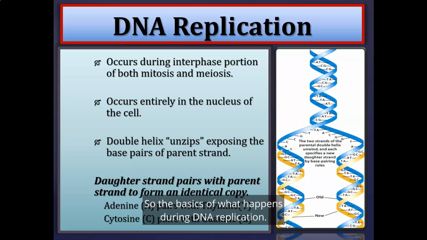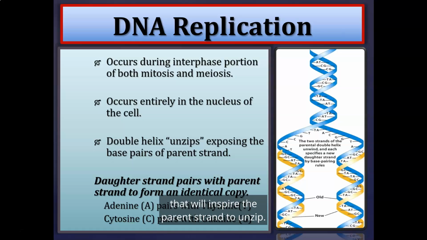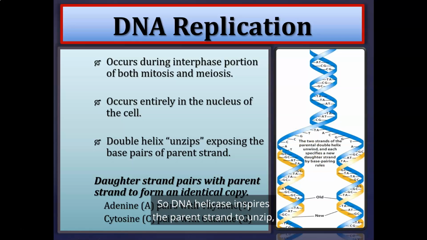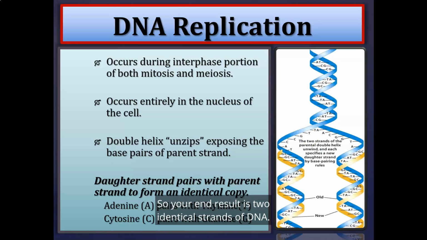So the basics of what happens during DNA replication: there's an enzyme called DNA helicase that will cause the parent strand to unzip. In this image, the blue ribbon represents the parent strand, or the original strand, and the gold ribbon represents the daughter, or the new strand. DNA helicase causes the parent strand to unzip, which exposes all of those nitrogen bases, so all the A's, T's, C's, and G's. Then the daughter strand will come in and pair up, following the rules of adenine always pairing with thymine and cytosine always pairing with guanine. So your end result is two identical strands of DNA.